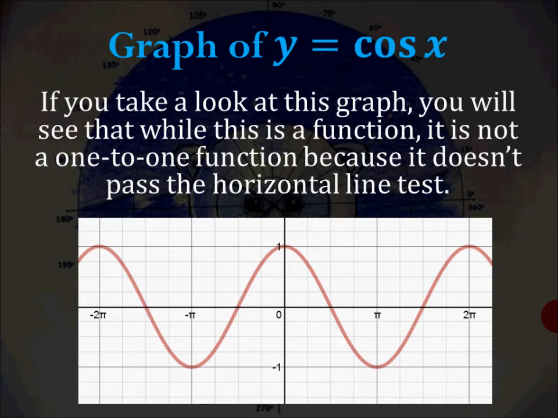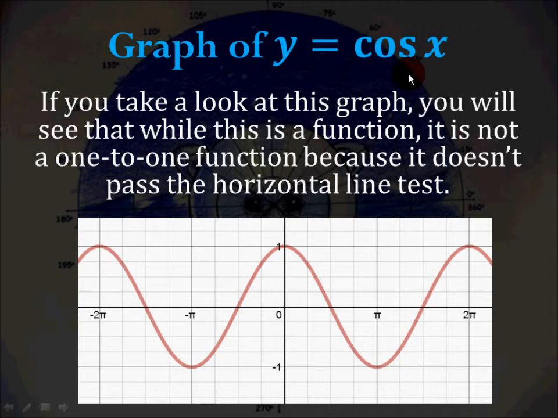This is a graph of y equals cosine of x. And it's a pretty familiar graph. It's got that familiar sine wave. Now, this is a function because it passes the vertical line test. No matter where you draw a vertical line, it intersects at most only one point on the graph, which makes it a function. However, it is not a one-to-one function because if you were to draw a horizontal line anywhere on the graph, you would hit a number of points.